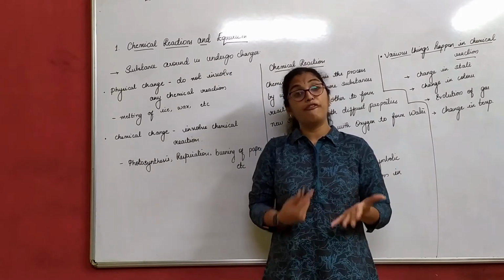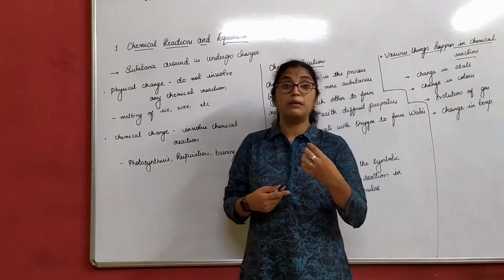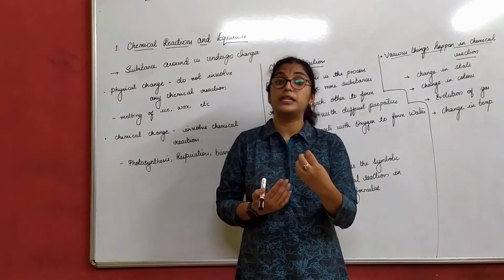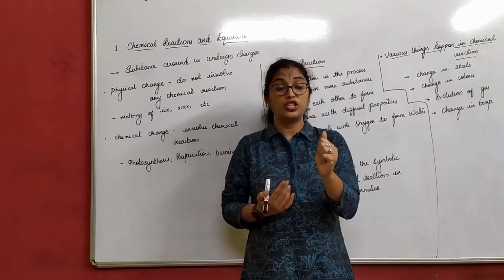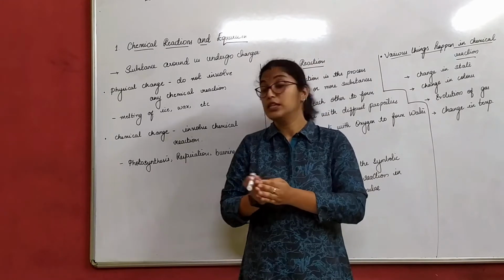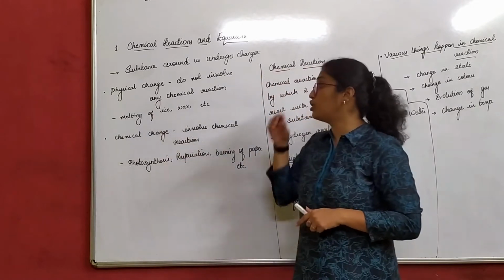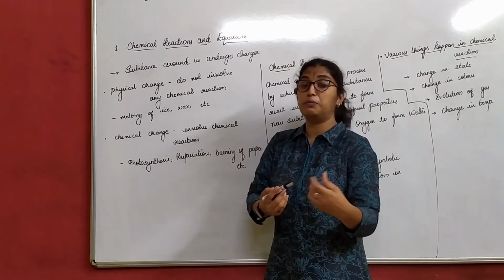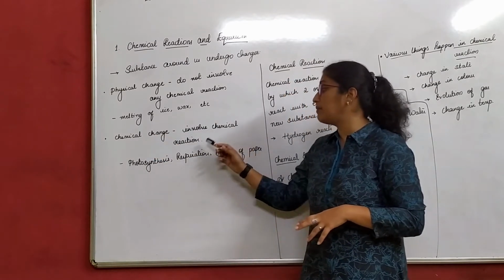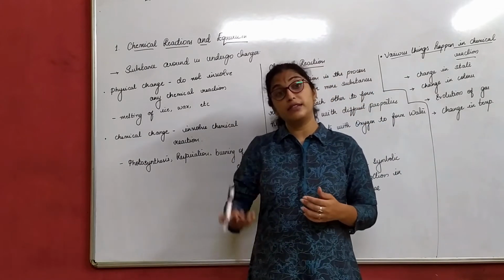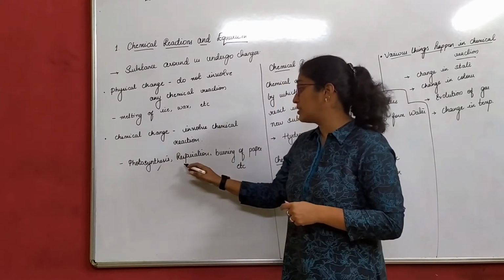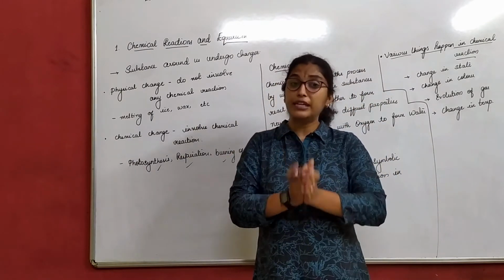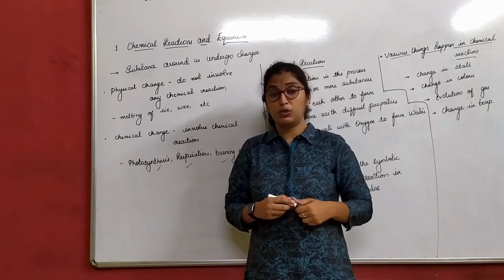I can say burning of paper is a chemical change. That means when I burn paper, some chemical changes happen. Burning in the presence of oxygen, I get ashes, which have different properties. So a physical change does not involve any chemical reaction, and no new products are formed with different properties. A chemical change involves a chemical reaction and a new product is formed. What could be the examples? Photosynthesis, respiration, burning of paper, etc. So these are the types of reactions we see in our day-to-day life.